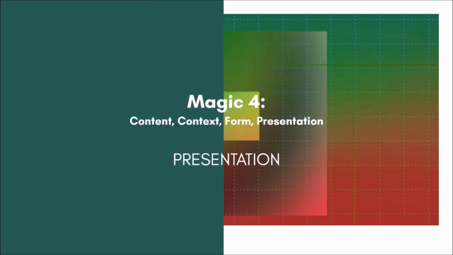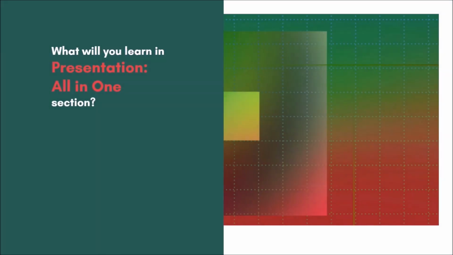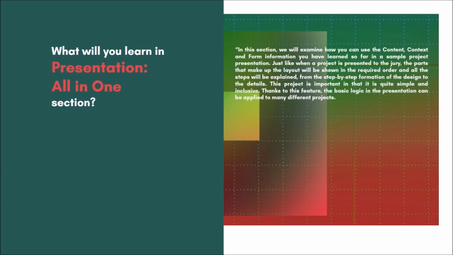Presentation, all in one section. In this section, we will examine how you can use the content, context, and form information you have learned so far in a sample project presentation. Just like when a project is presented to the jury, the parts that make up the layout will be shown in the required order and all the steps will be explained, from the step-by-step formation of the design to the details. This project is important in that it is quite simple and inclusive. Thanks to this feature, the basic logic in the presentation can be applied to many different projects.